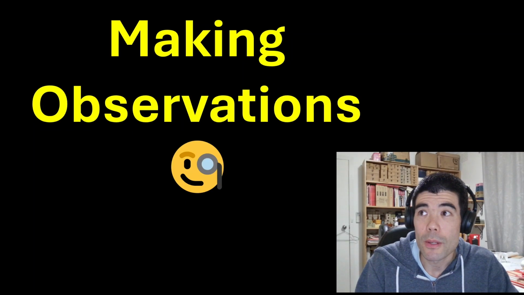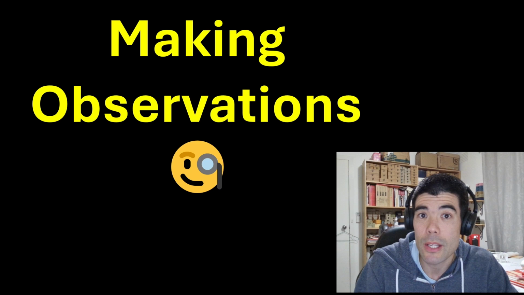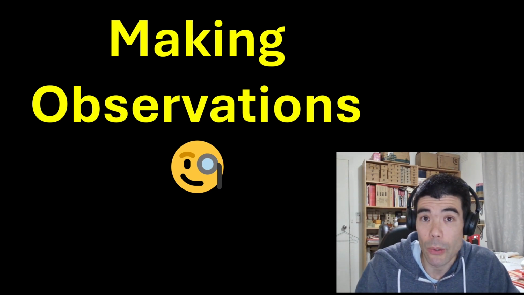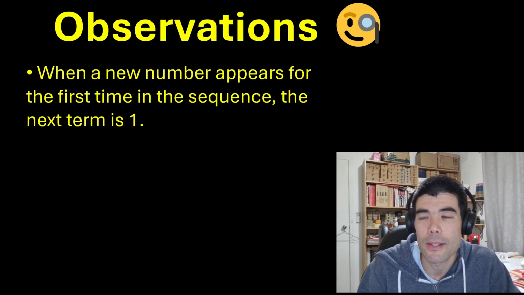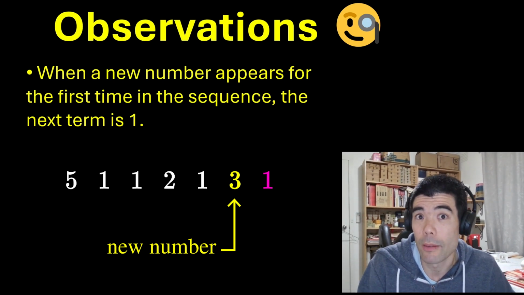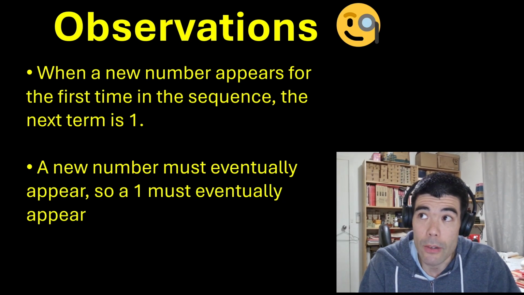Alright, so from those examples, you may have already made some observations yourself about how these sequences behave. And here are some of the observations I made by looking at these examples and several others. Number 1, when a new number appears for the first time in a sequence, the next term must be 1. Because the number has appeared once, we then must place a 1. Second, eventually a new number must appear in the sequence, so a 1 must eventually appear in the sequence.